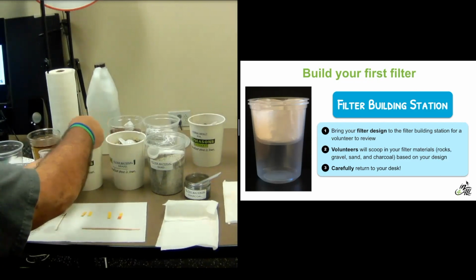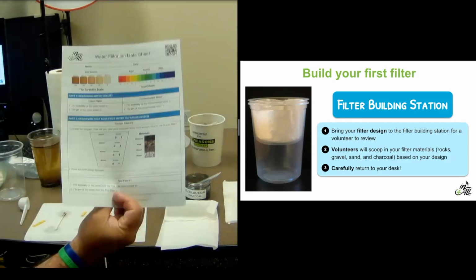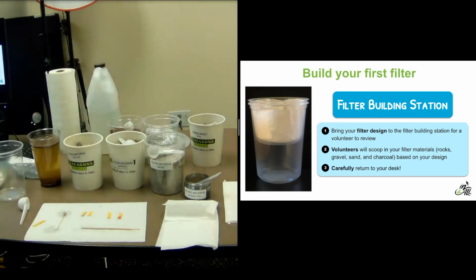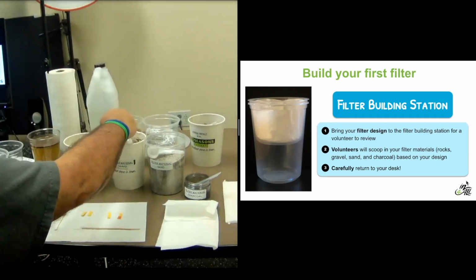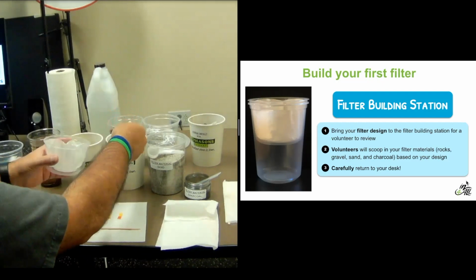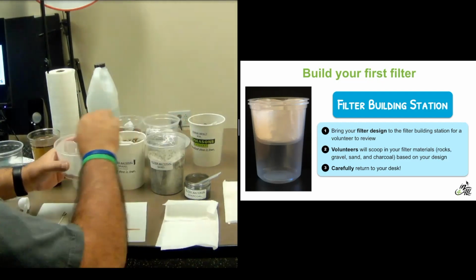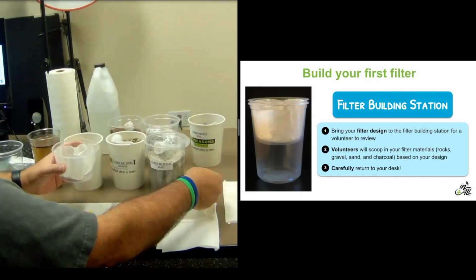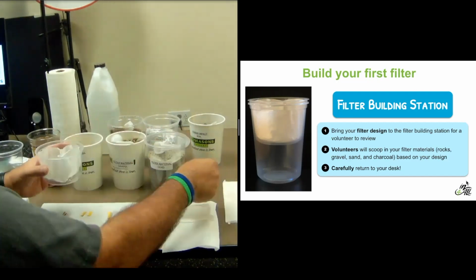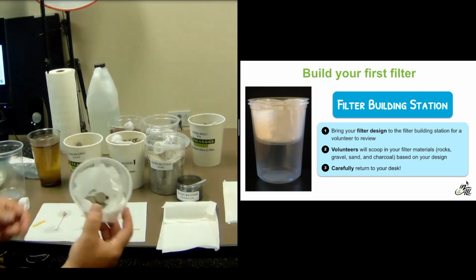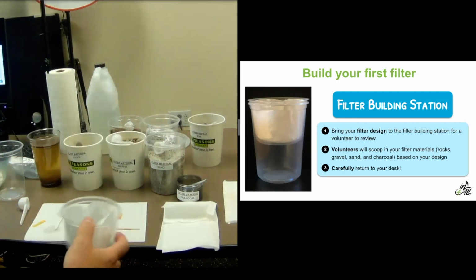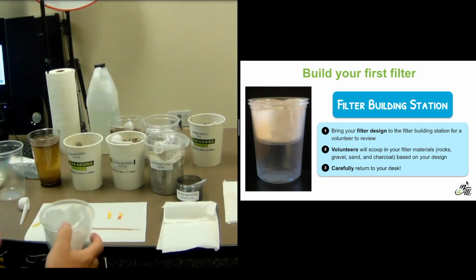They would bring their data sheet, and the volunteer would scoop in whatever they say on their data sheet. So if they say they want 1 scoop of each, then you'll go through. If you have more volunteers, this might go a little bit faster, but you'll put 1 scoop of whatever they ask for into their system. So I'm going to go ahead and do that. Okay, so there is 1 scoop of everything. I might swish it around a little bit to get it mixed up.